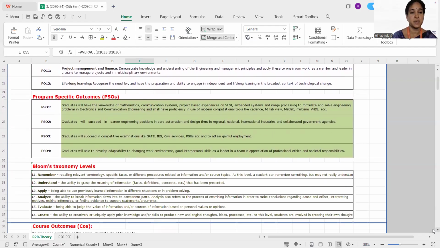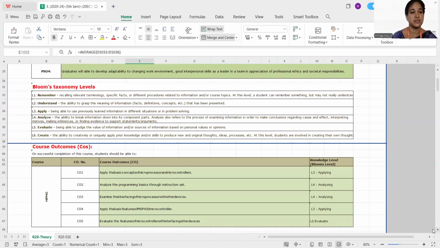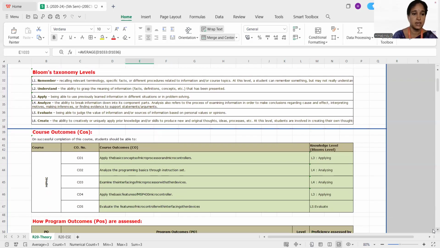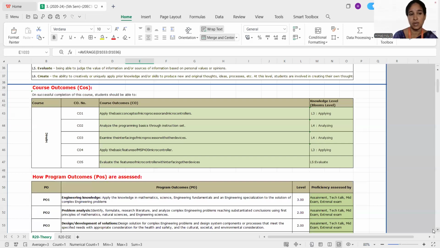Next, program specific outcomes, which are specifically defined by the department program assessment committee. Here, 6 levels of Bloom's taxonomy are included to indicate the depth of learning associated with each course outcome. Course outcomes are the measurable learning outcomes of a specific course, Microprocessors and Microcontrollers, with the Bloom's taxonomy level.